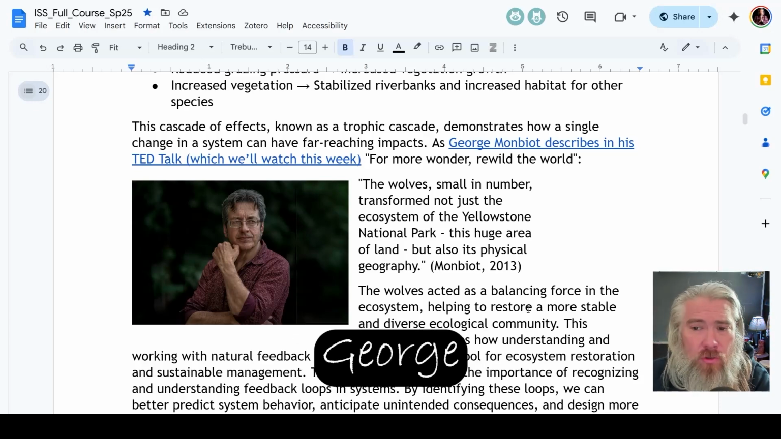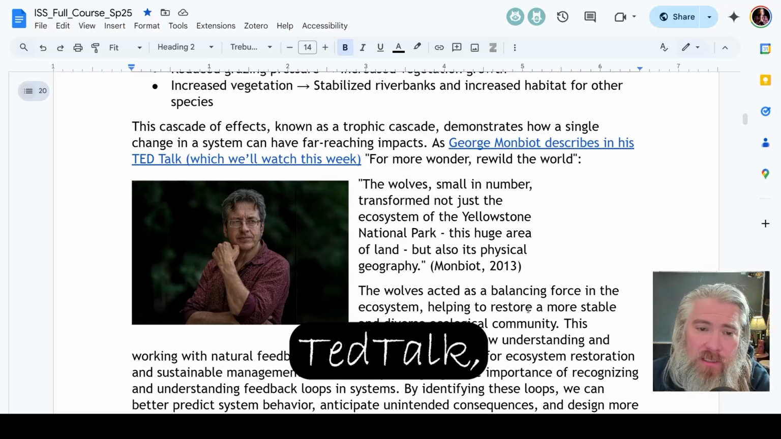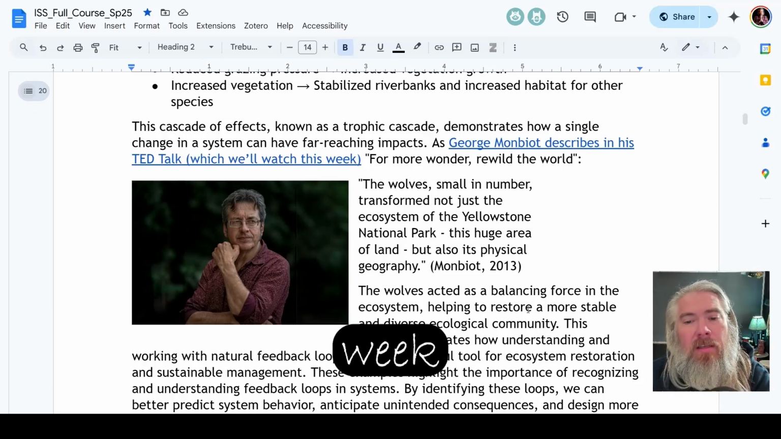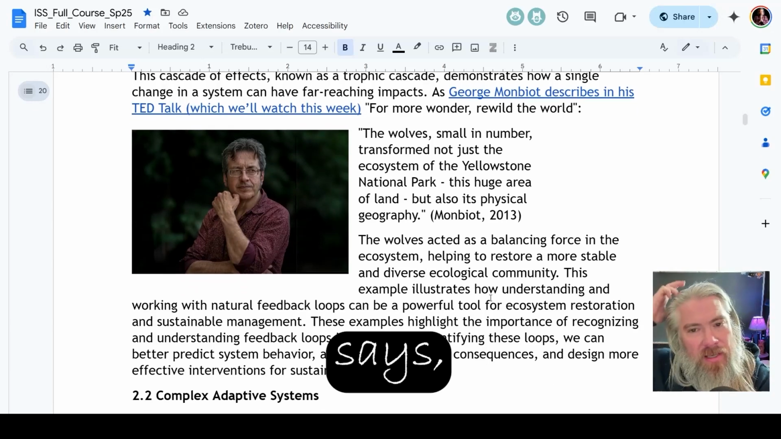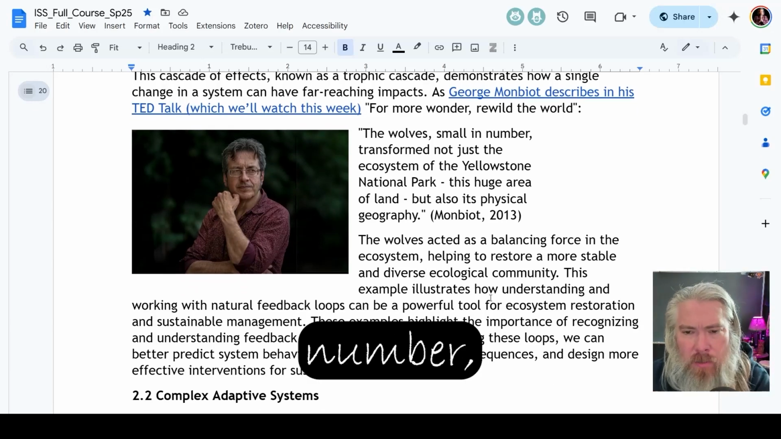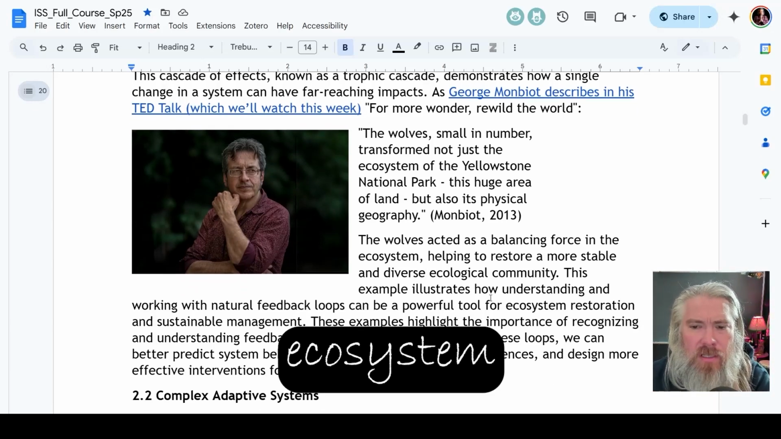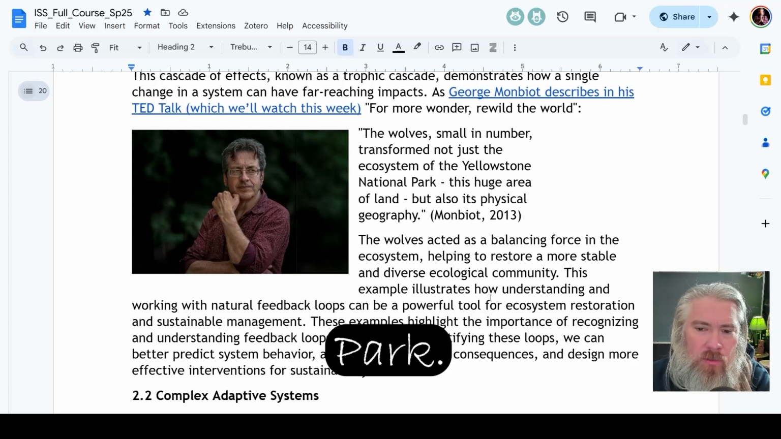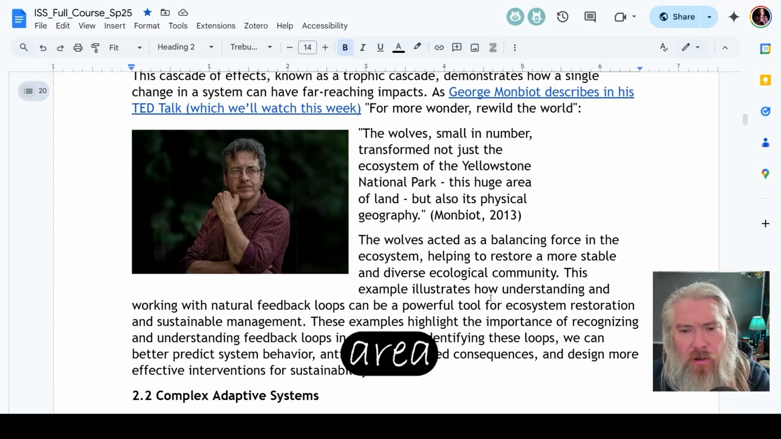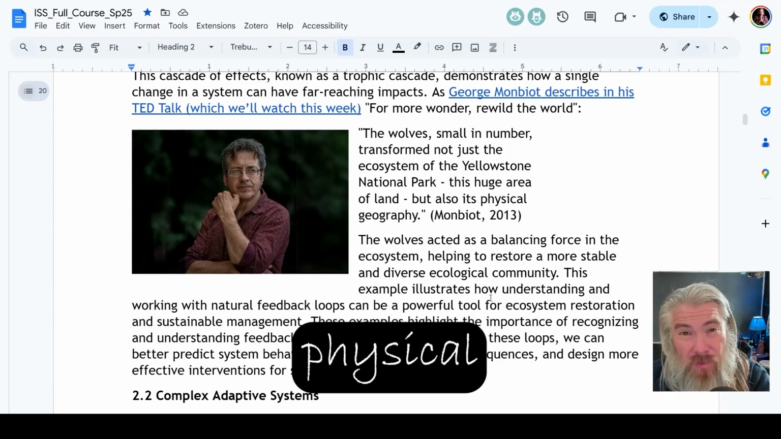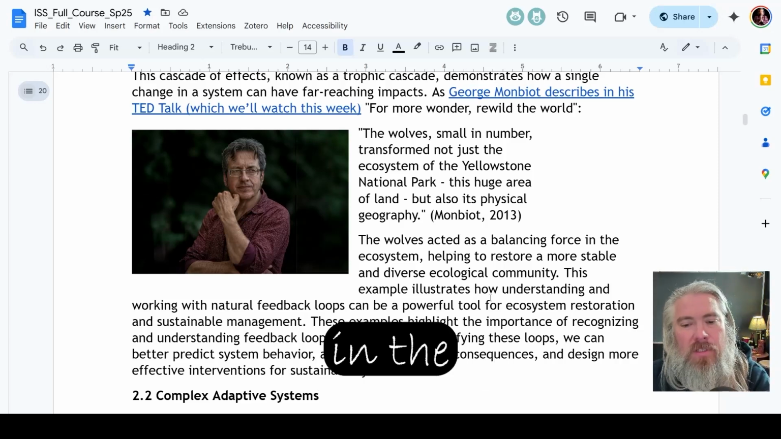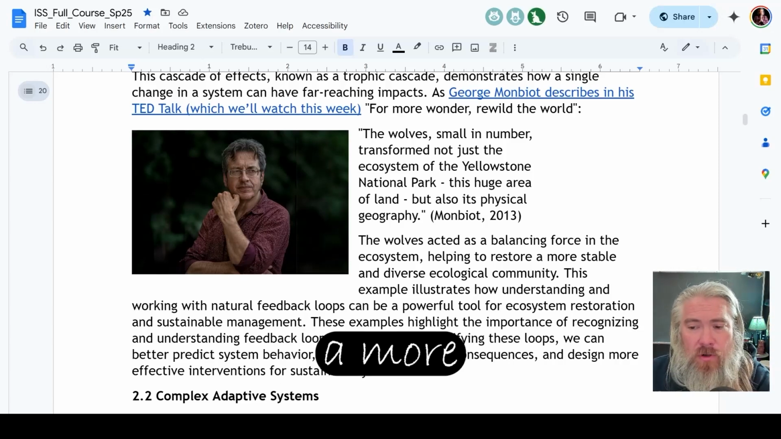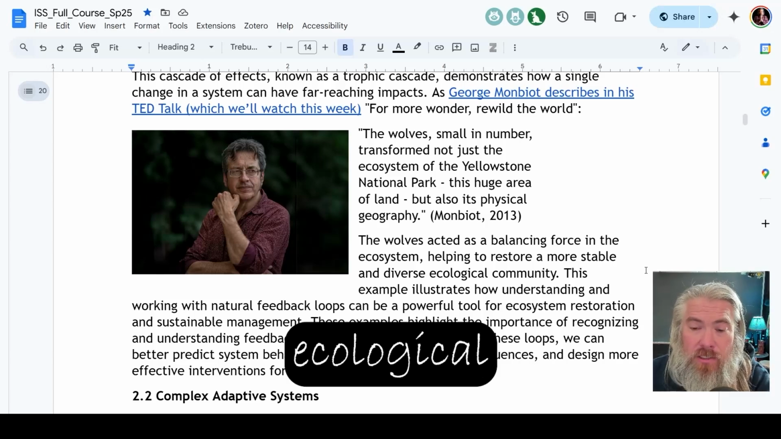impacts. As George Monbiot describes in his TED Talk, which we'll watch this week, "For more wonder, rewild the world." As Monbiot says, the wolves, small in number, transform not just the ecosystem of Yellowstone National Park, this huge area of land, but also its physical geography. The wolves acted as a balancing force in the ecosystem, helping to restore a more stable and diverse ecological community.